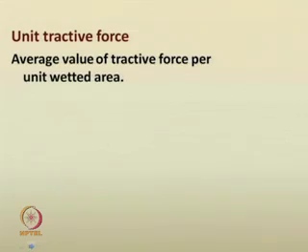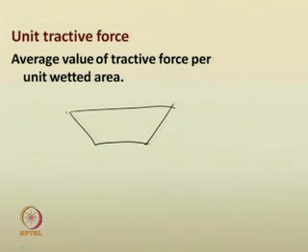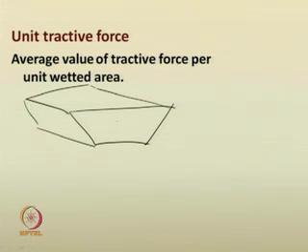So, we can define certain terms now. A quantity called unit tractive force can be defined first. What is meant by unit tractive force? It is the average value of the tractive force per unit wetted area. You have your cross section of the channel, if it is of this shape, and the reach of the channel is like this, the cross section area is A.